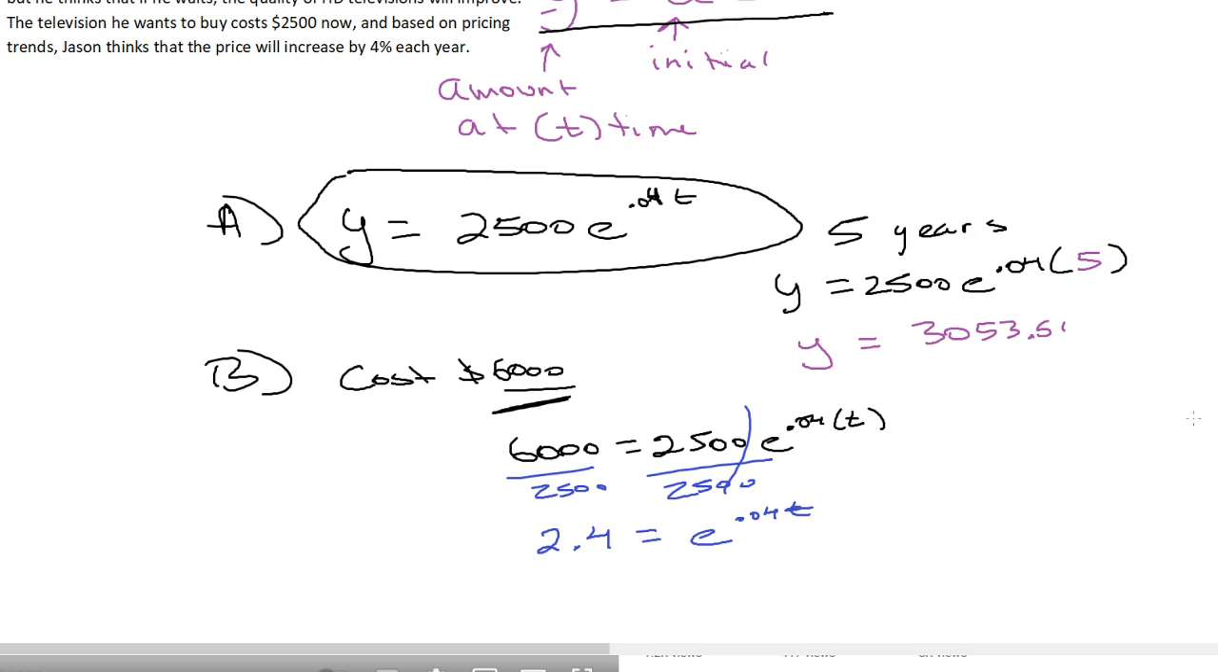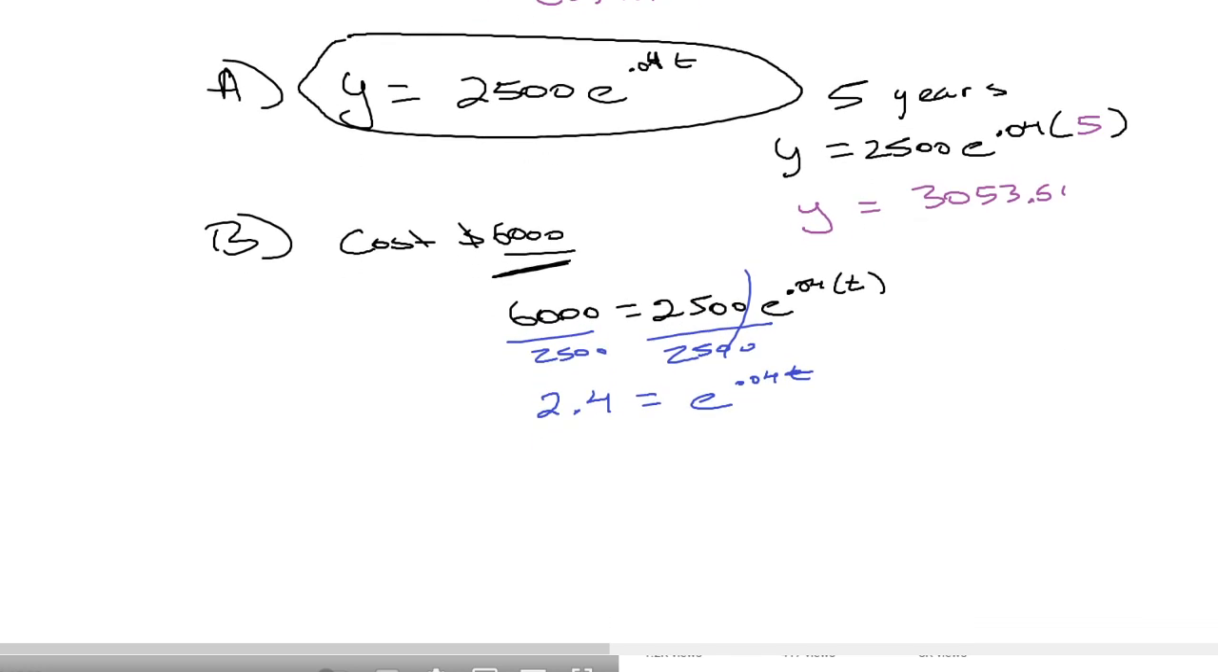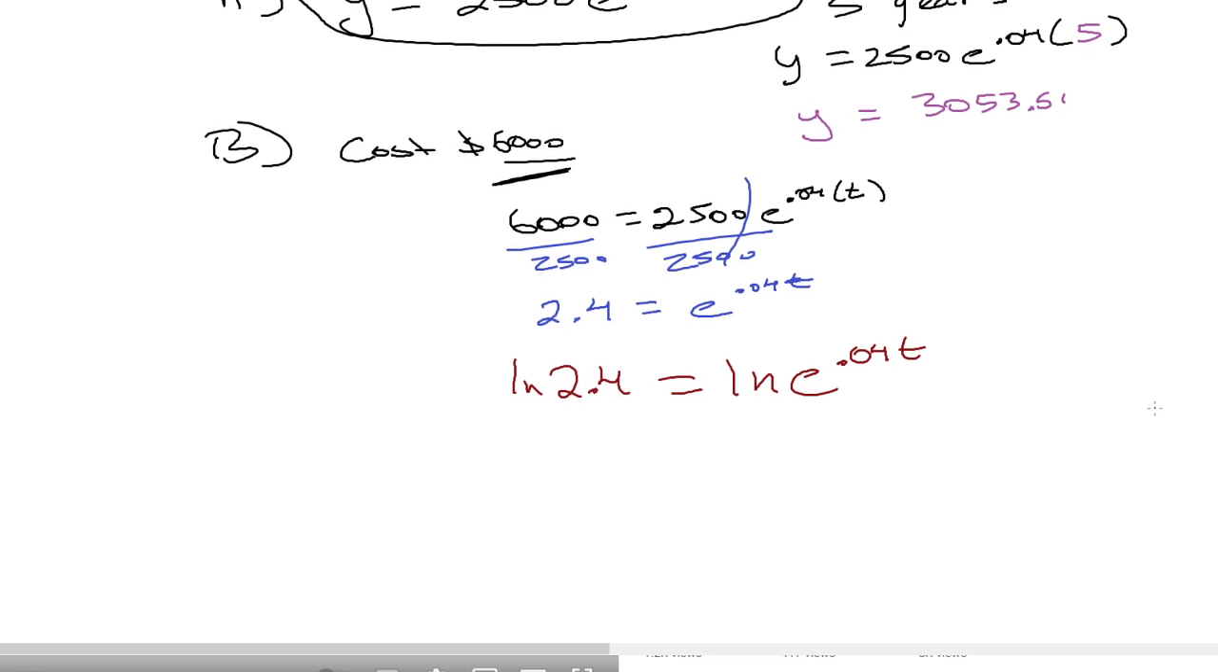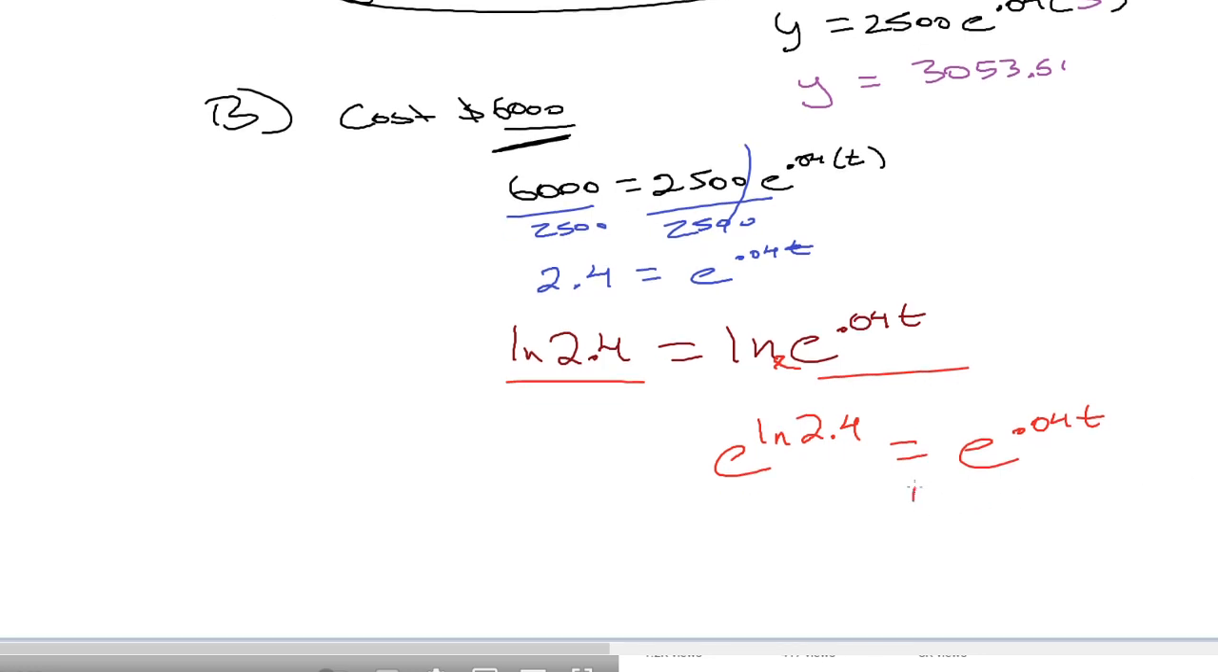You can pause this video and verify that. Well, to get t by itself, that's what we're looking for. Let's apply natural log to both sides. As long as you do that to both sides, you will be okay. So apply the natural log to both sides, and we get that. Now, a reminder that the base here is e. So e to the natural log of 2.4 is equal to e to the 0.04t. So we know that they're both e's, and both expressions are equal. So that means that this exponent is equal to that exponent. So natural log of 2.4 is equal to 0.04t. And to get t by itself, I simply divide by 0.04 on both sides.